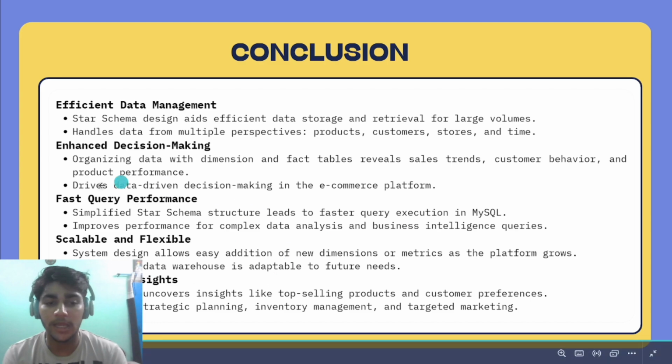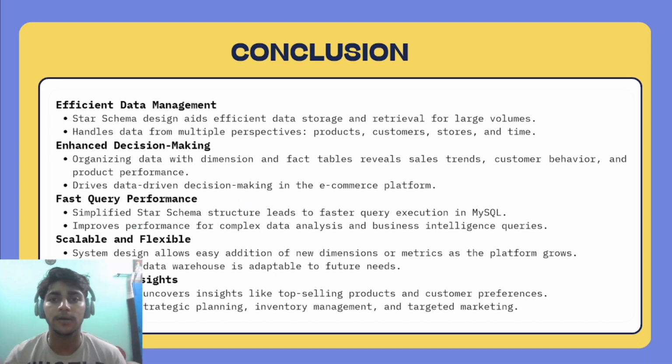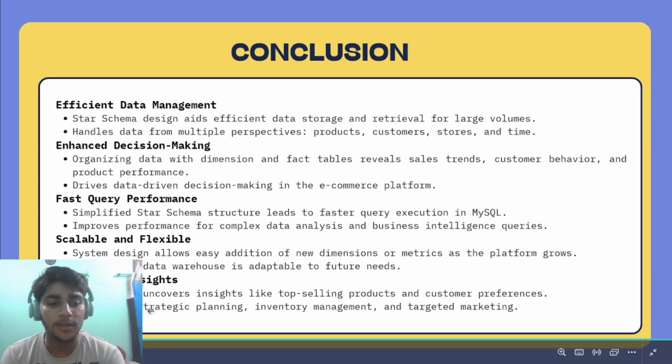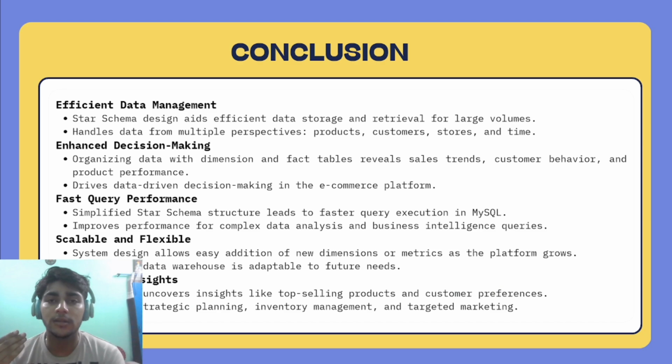The fourth advantage is scalable and flexible. We can easily scale this star schema. Many tables can connect to the fact table by giving a reference of a foreign key. The last advantage is actionable insight. Data mining uncovers insight like top selling products and customer performance. We can easily come to an outcome if we have a good analysis of the data. So that's all from my side.